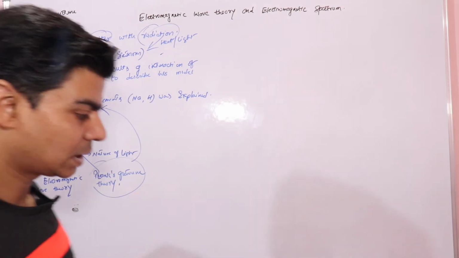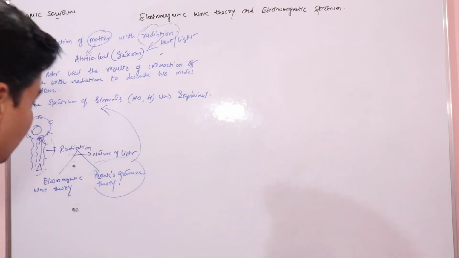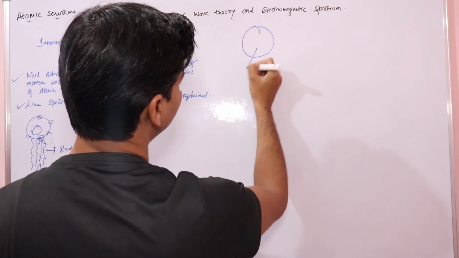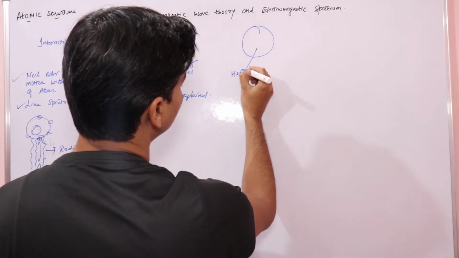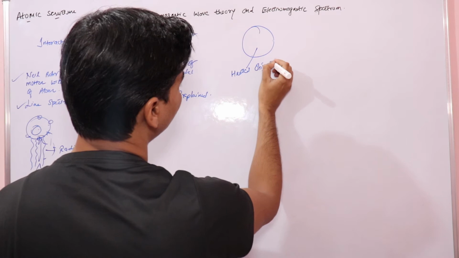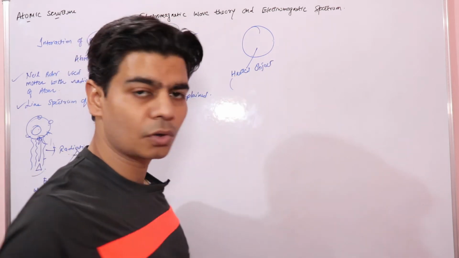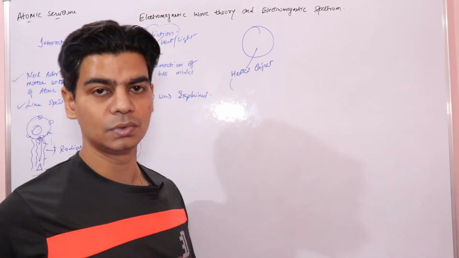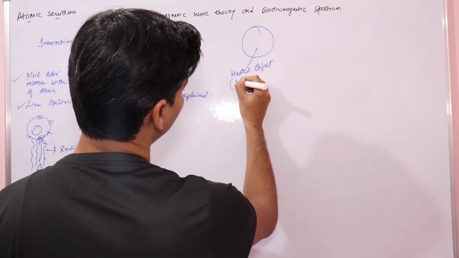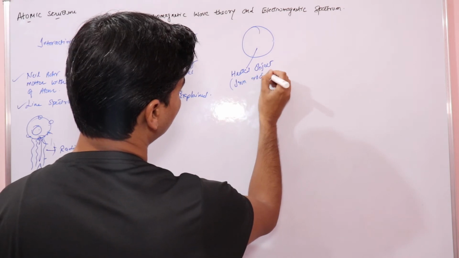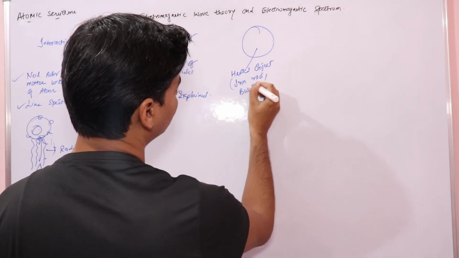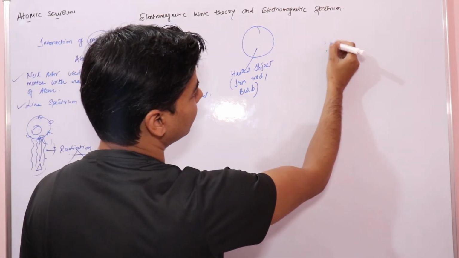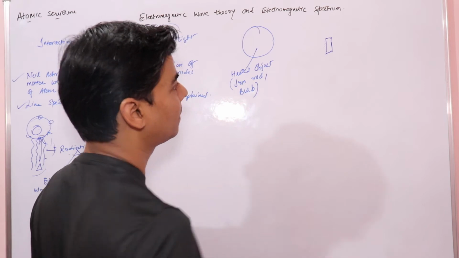Before this, let's just understand it using one example. Suppose you have one heated object. This is a heated object, which may be an iron rod, or it may be a heated bulb, which is heated using electricity. It may be an iron rod or bulb, a heated bulb. Suppose you are standing here. This is your position.